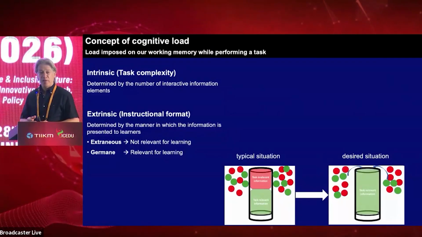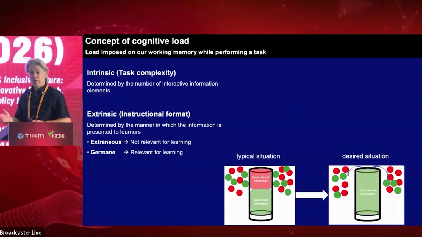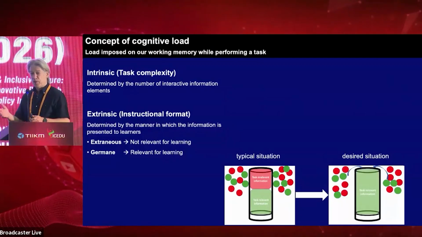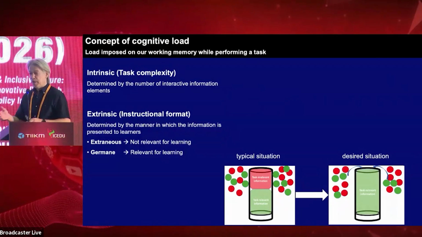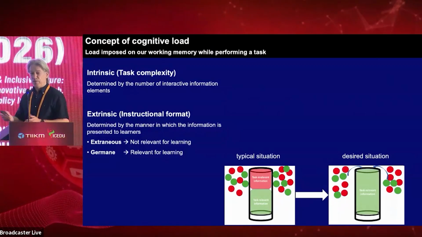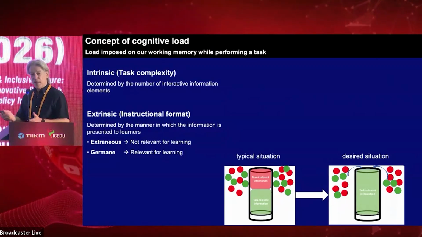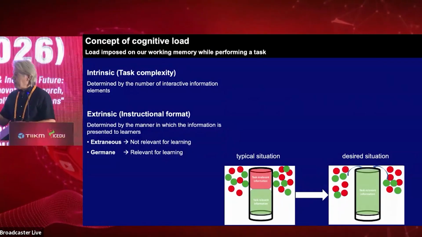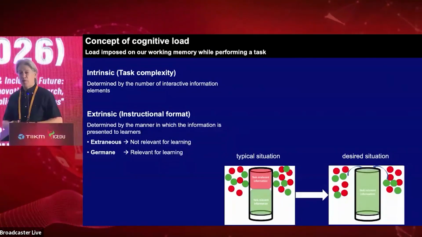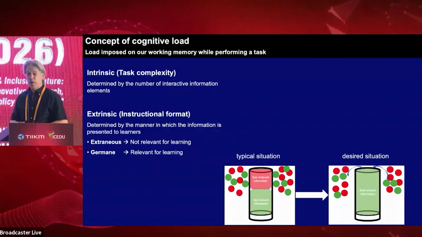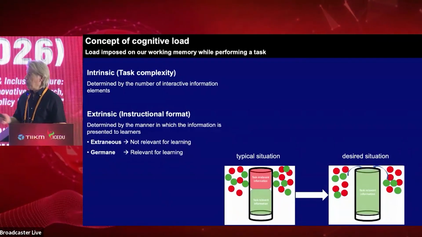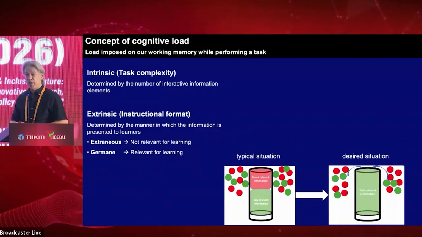We present the task to the learner. We can present the task on a computer, for instance, or on paper, or with visuals. We can present it in a bad way. Then we call it extraneous cognitive load, so load that is not relevant to the learning process, or it can be germane, and that means that it's relevant.